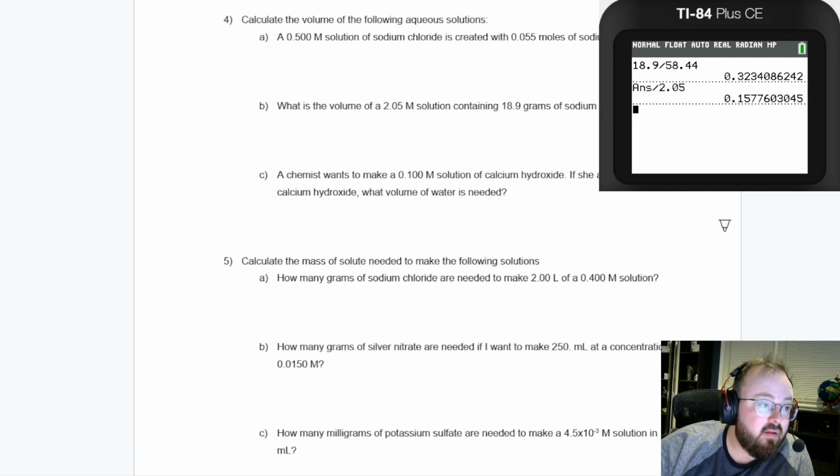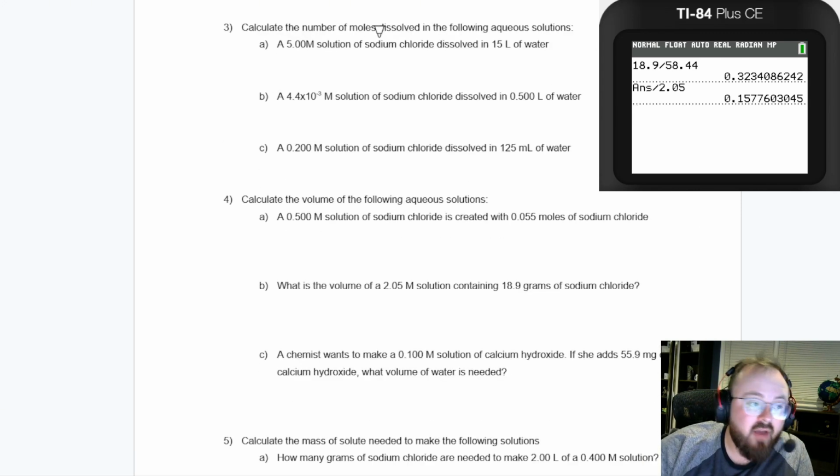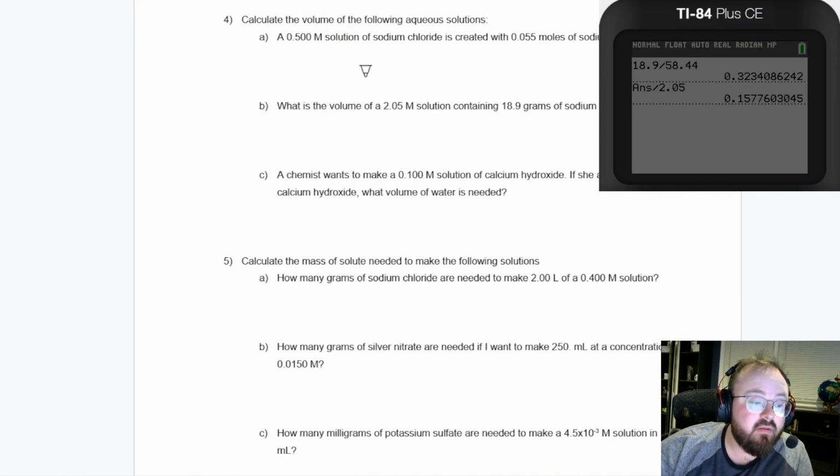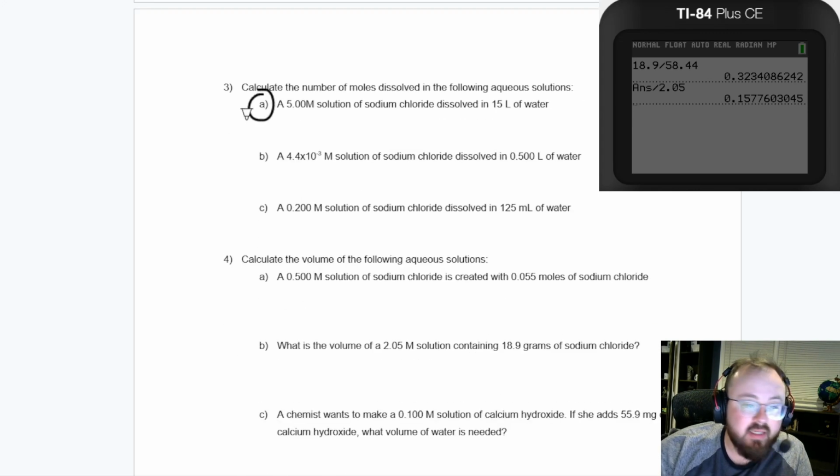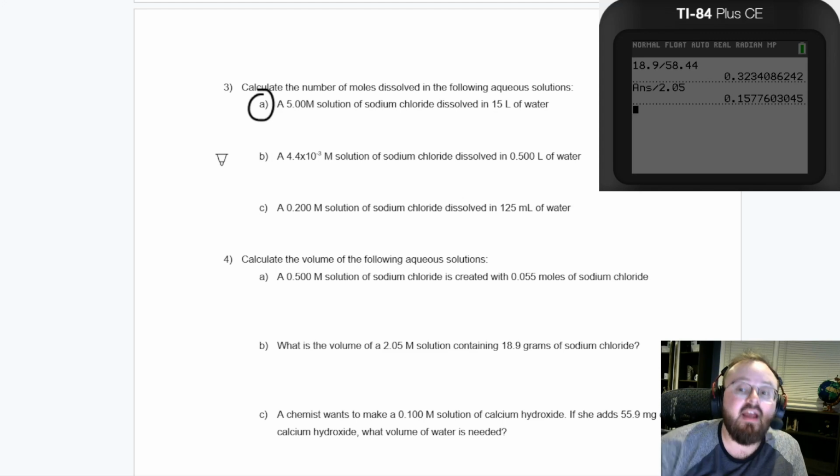Okay? Question 5 right here is the same thing as question 3. Calculate the number of moles. But then you have to do the extra step of converting it to grams. That's the one extra thing, right? How many grams of sodium chloride I needed to make a 2.0 liter of a 0.400 molar solution? This is the same exact question as this. Not mathematically wise, but conceptual wise. It's the same steps as what I've already done, and then you get an answer in moles, and you have to convert it into grams.